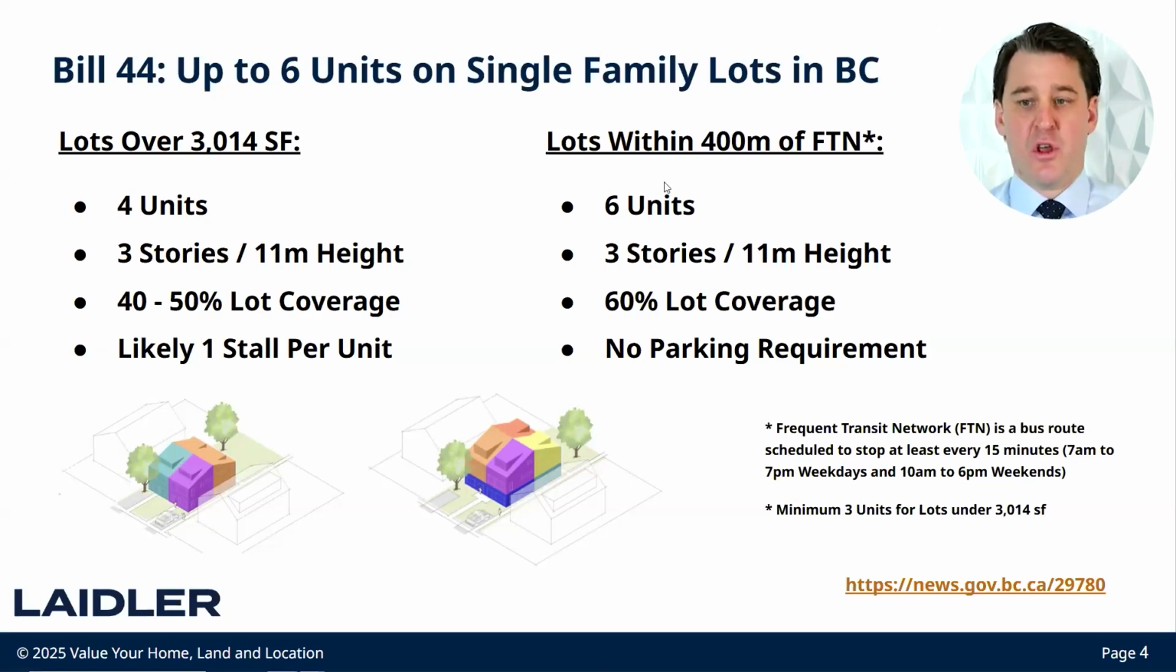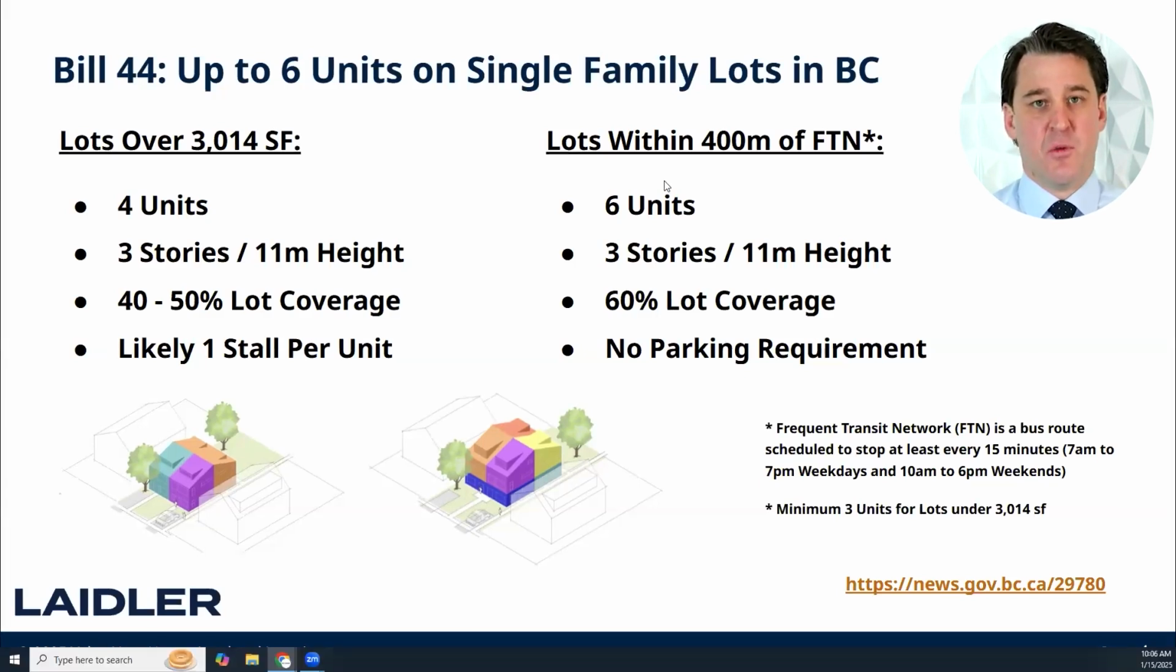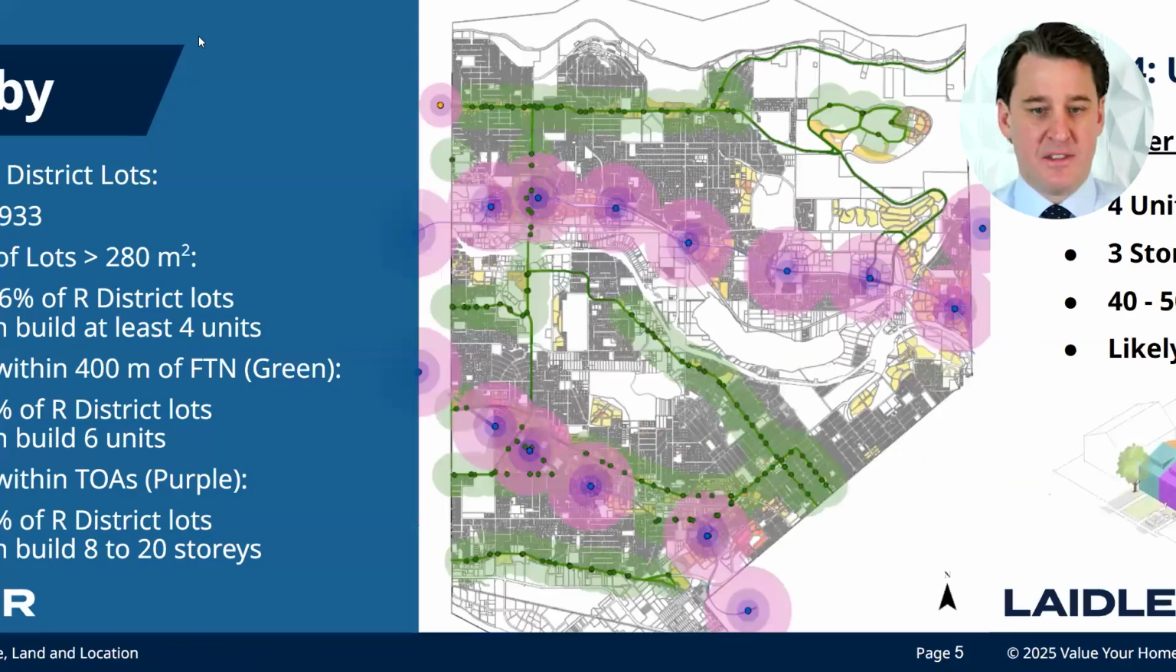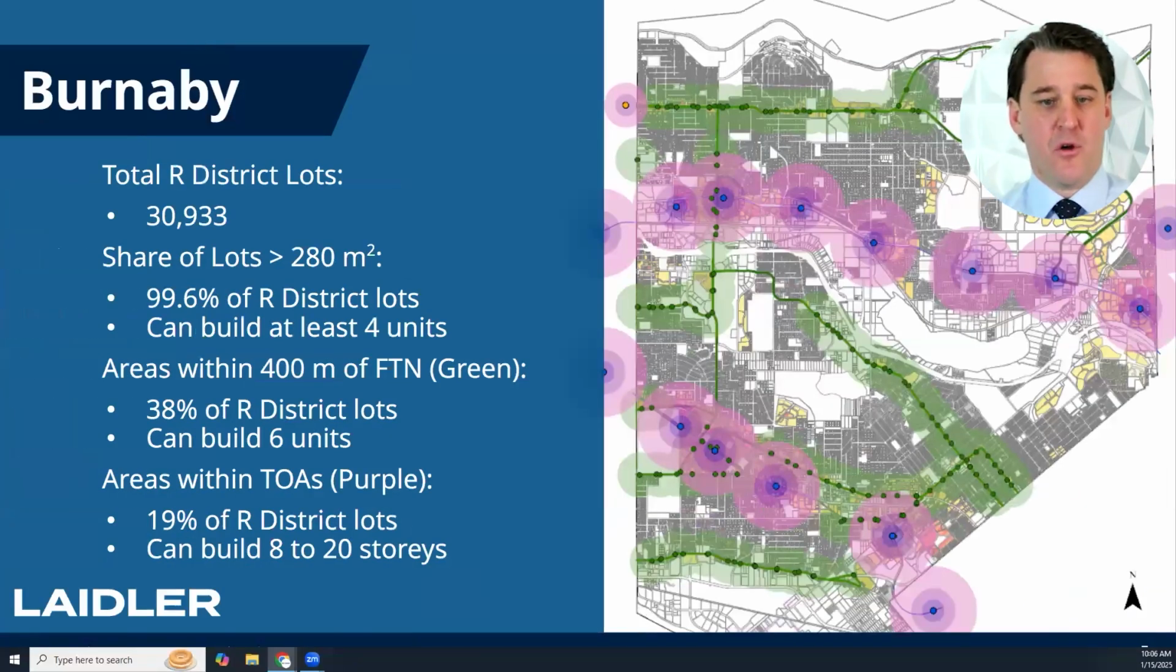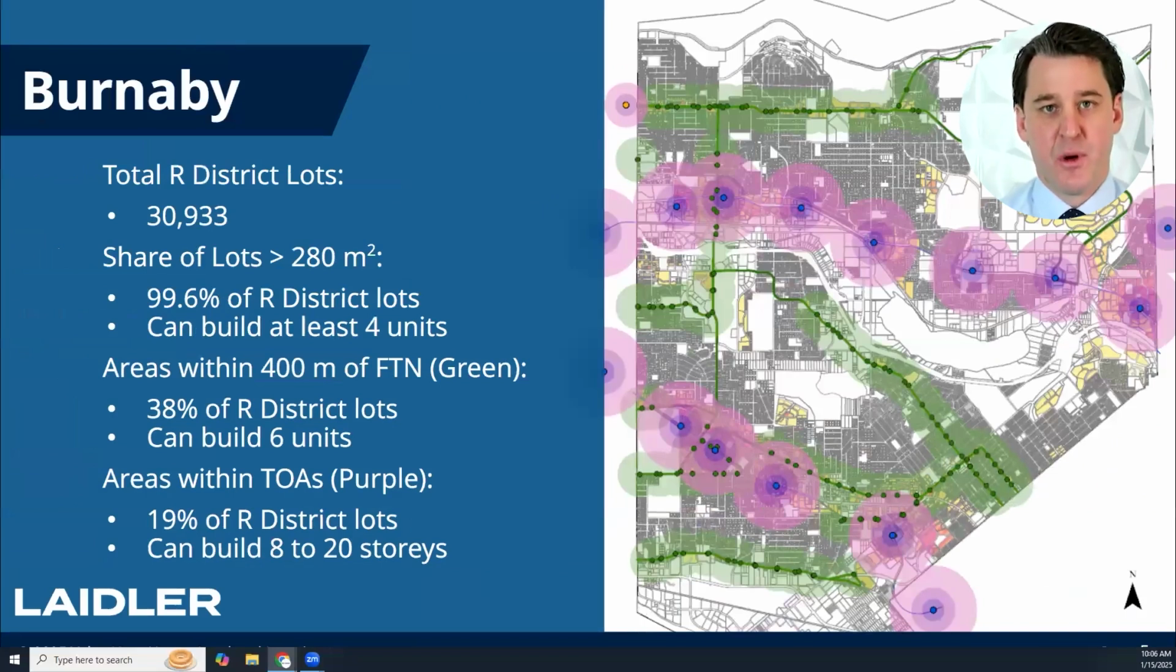To determine whether the property is 6 units, you must look to the distance to a frequent transit network. A frequent transit network is a bus that runs every 15 minutes and identified by TransLink. If the property is within 400 meters of the frequent transit network, then the minimum units required by the province is 6, again with 3 stories in height, 60% lot coverage recommendation, and no parking minimums allowed to be implemented by the cities. As an example, in Burnaby, there are 30,933 properties that qualified for the new designations.